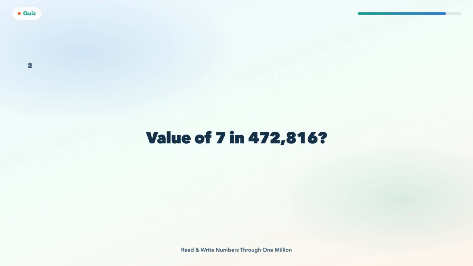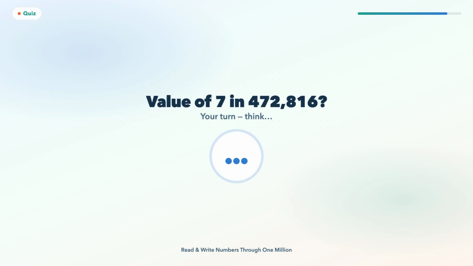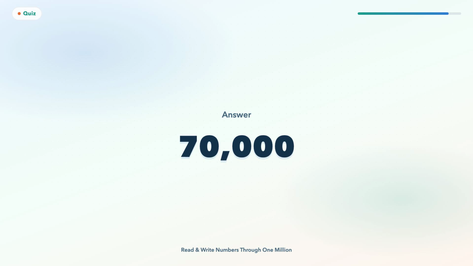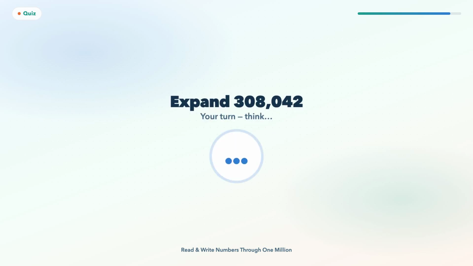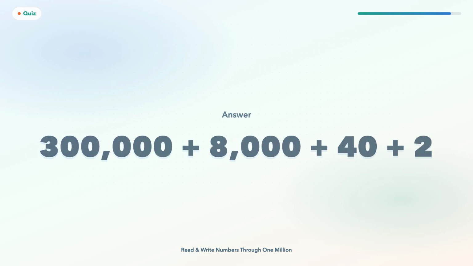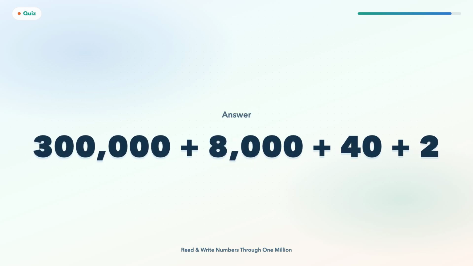63,405. Question 2. What is the value of the 7 in 472,816? Name the place value. The 7 is in the 10,000s place, so its value is 70,000. Question 3. Write 308,042 in expanded form using addition. Stretch those place values. 300,000 plus 8,000 plus 40 plus 2. We skip the empty 10,000s and hundreds places.